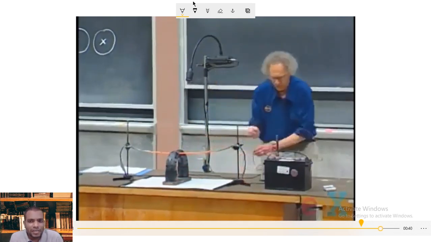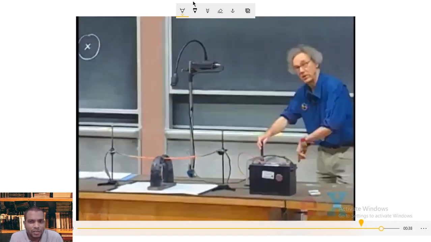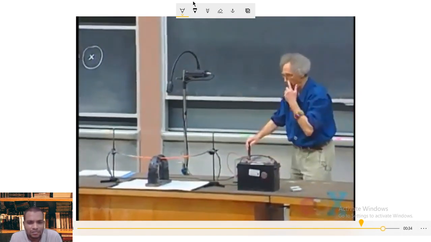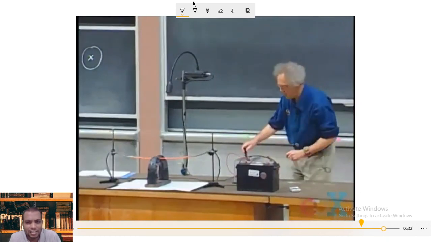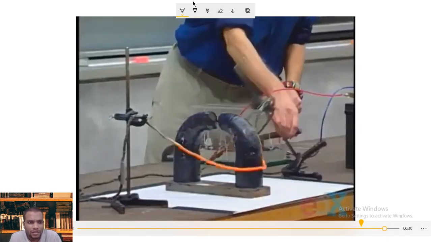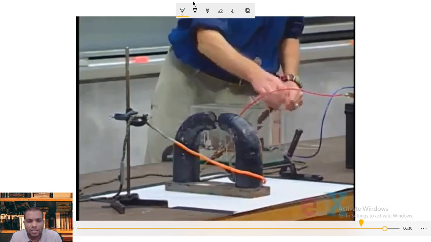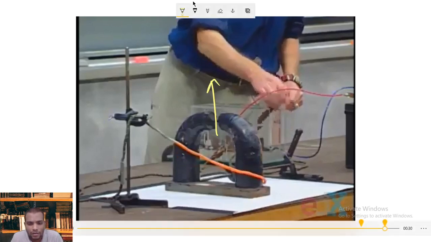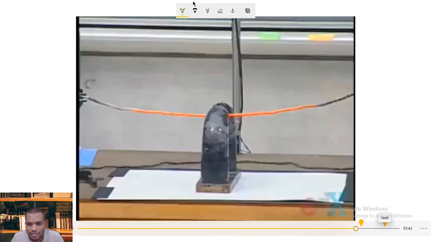Now what happens at the moment when he changes the direction of the current? The direction of current is changed by changing the switch direction. This time the wire jumps up. So the direction of the force on the wire is in this direction.